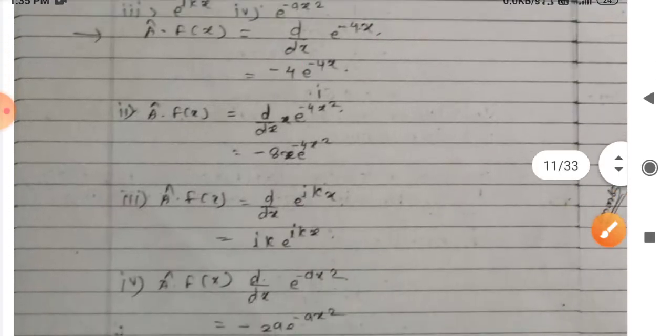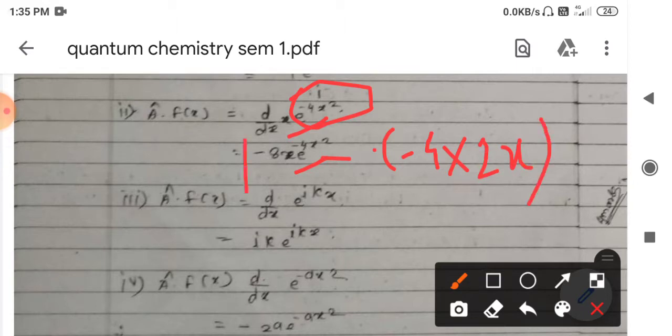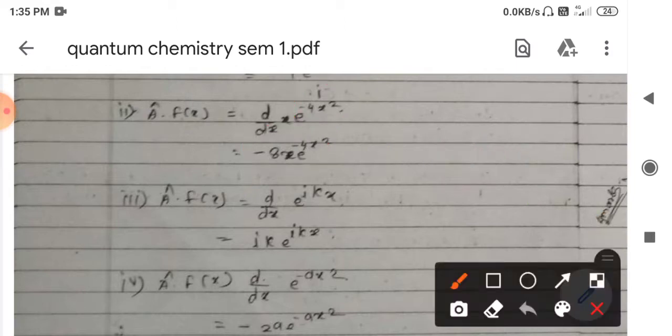Now consider the second example. Here we have e raised to minus 4x square, and what is the derivative of this? The derivative of e raised to x is again e raised to minus 4x square into the derivative of minus 4x square. The derivative of minus 4x square is minus 4 into 2x. So we directly get the answer: minus 8x into e raised to minus 4x square.